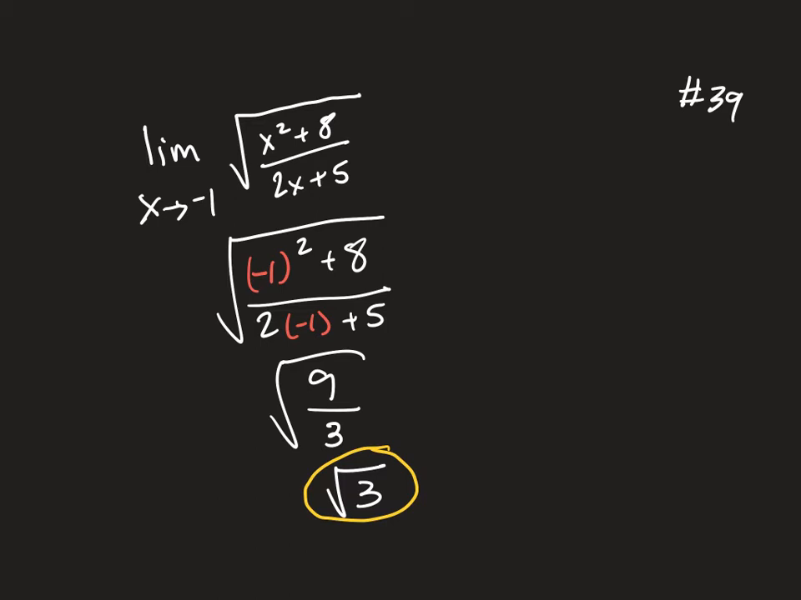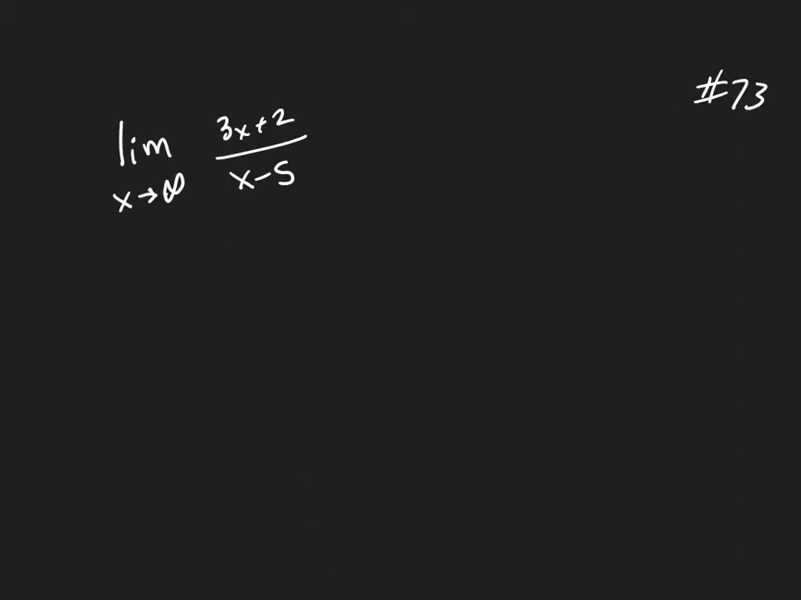Sometimes limits don't work out that way. And so we'll take a look at number 73, and we'll see that sometimes there's a little algebra that we have to do to get the limit to work out. So in number 73, you'll notice that x is actually approaching infinity. And these limits are a little tricky to figure out.